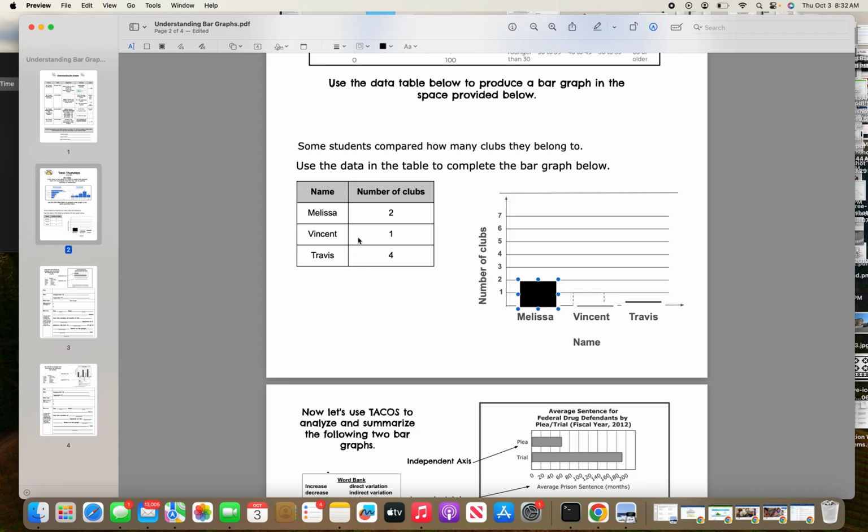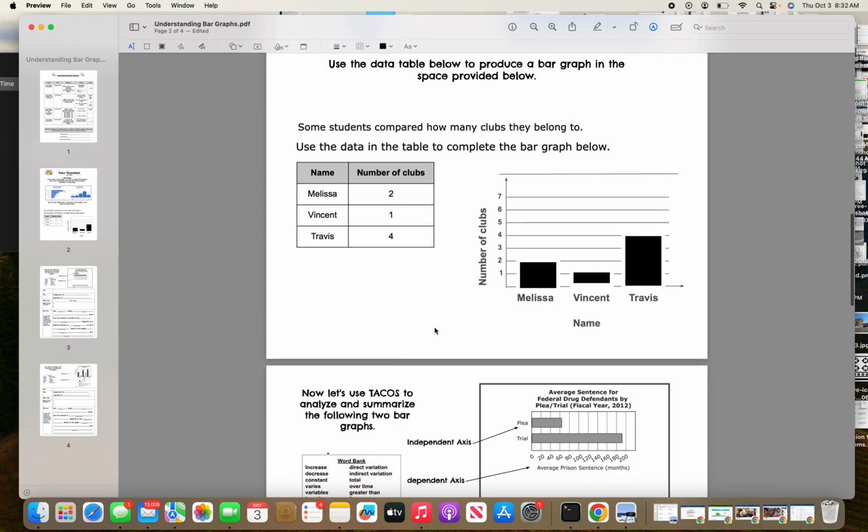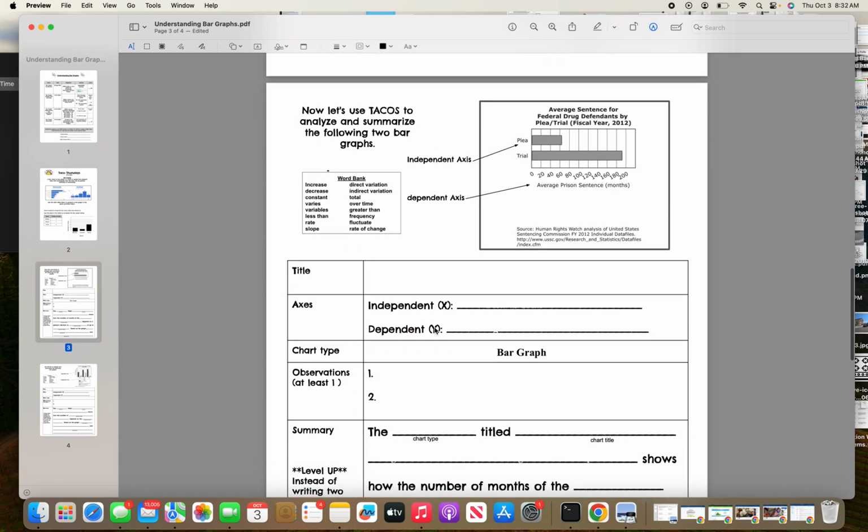All right, what about Vincent? He only did 1. So see how 1 is there? Let's go ahead and shade that in. 1 for Vincent. All right, and then we have Travis. Wow, this guy. Travis did 4. So let's go ahead and shade in 4 for Travis. 1, 2, 3, and 4 for Travis. We just created a bar graph. Good job, guys.